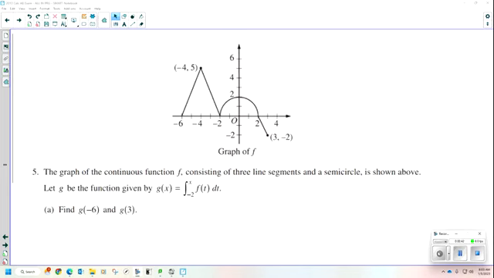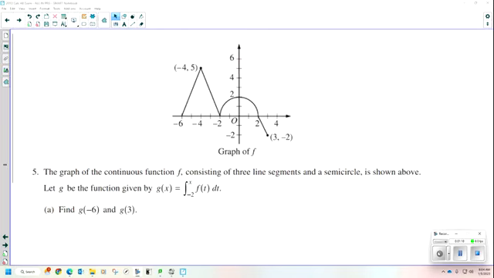First of all, let me start by saying, if you haven't seen any of the previous videos I've put up, I love graphs and tables and charts. They're the best. And they start by giving us this beautiful image, the graph of f. Number 5 reads, the graph of the continuous function f consisting of 3 line segments and a semicircle is shown above. Let g be the function given by g of x equals the integration from -2 to x of f of t dt. Find g of -6 and find g of 3.